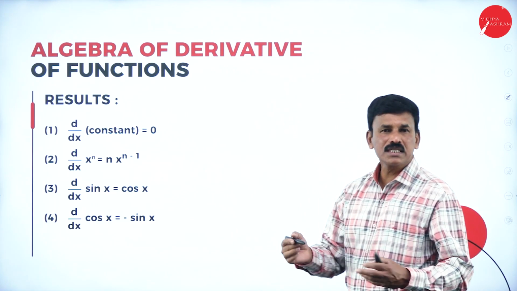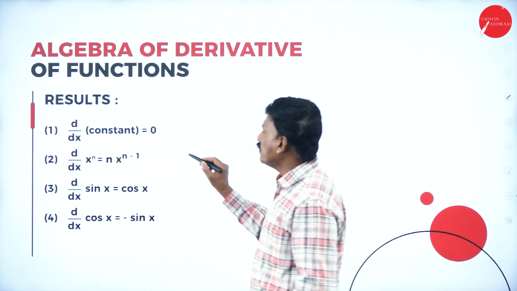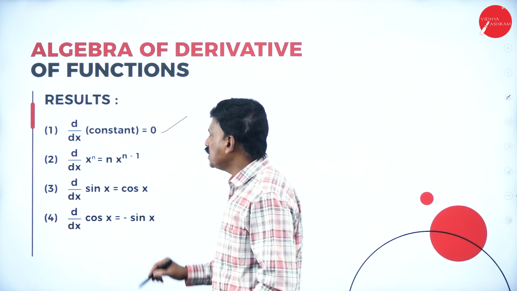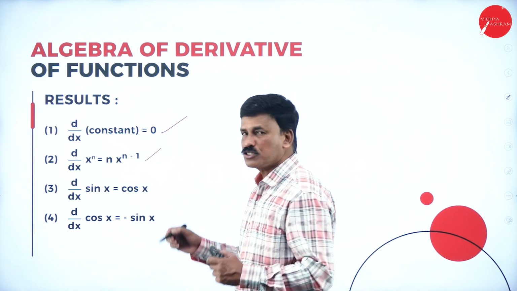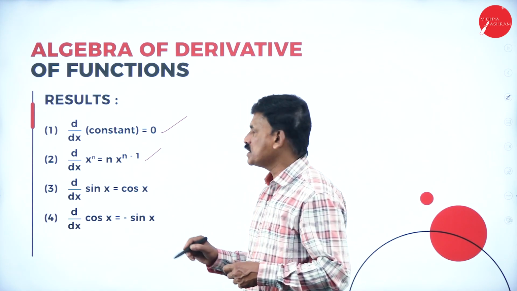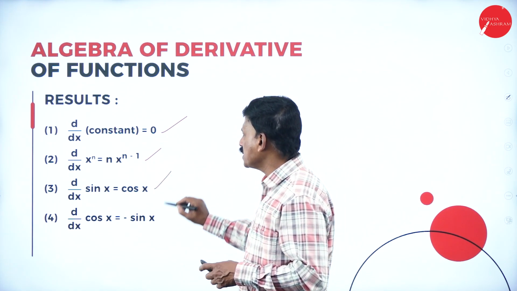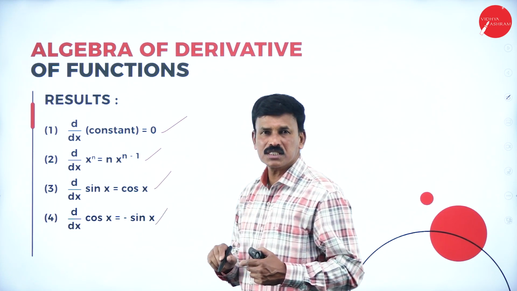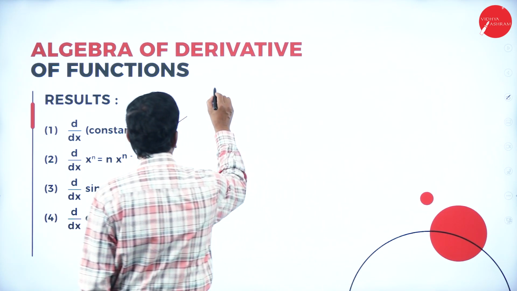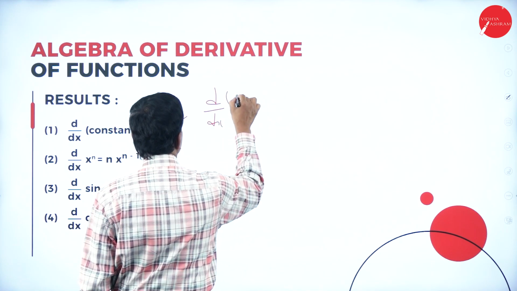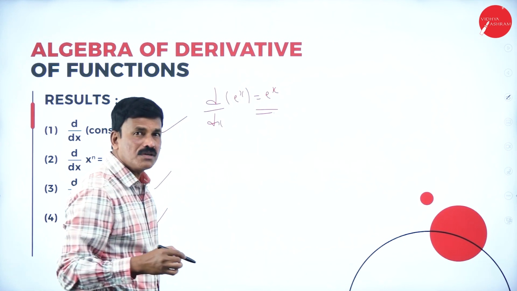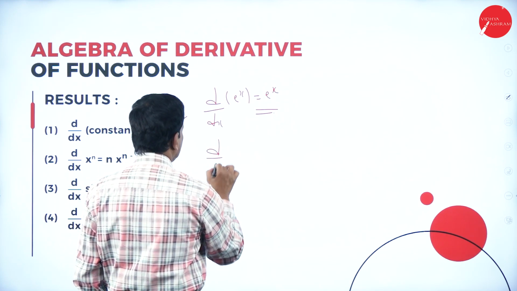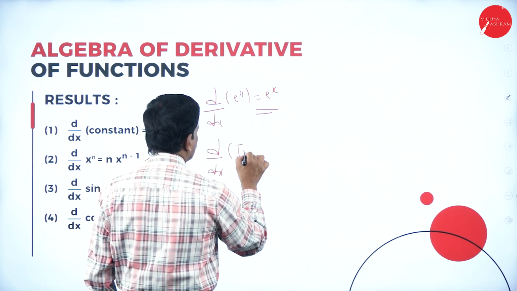Now, let us come to the results. So far we have studied that the derivative of a constant is 0, d by dx of x raised to n is n x to the power of n minus 1. And for trigonometric functions, d by dx of sin x is cos x and d by dx of cos x is minus sin x. For an exponential function, d by dx of e to the power of x is e to the power of x. Now suppose it is d by dx of root x.